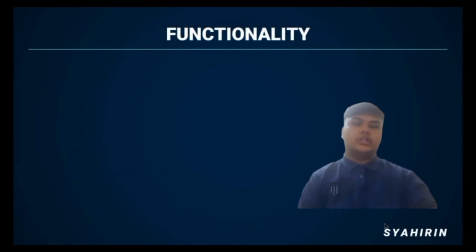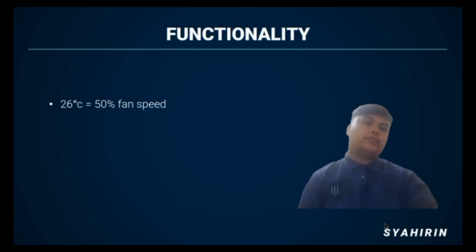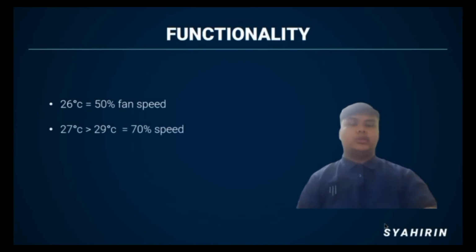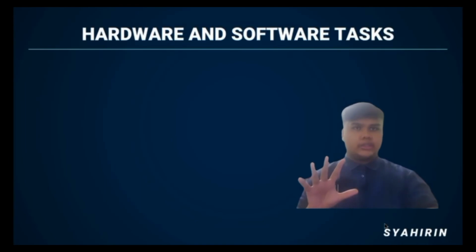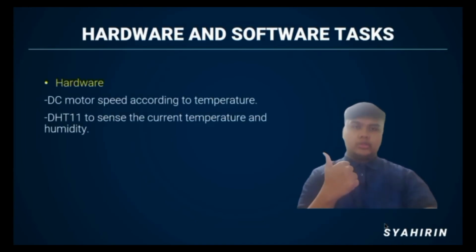For the functionality, the speed of the fan will be kept at 50% when it is below 26 degrees Celsius, then 70% speed when the temperature is 27 to 29 degrees Celsius, and 100% when it's above 30 degrees Celsius. The hardware was tested and there are two aspects to be considered: the DC motor to spin according to the temperature, and the DHT11 to sense the current temperature and humidity. Both of them passed excellently.